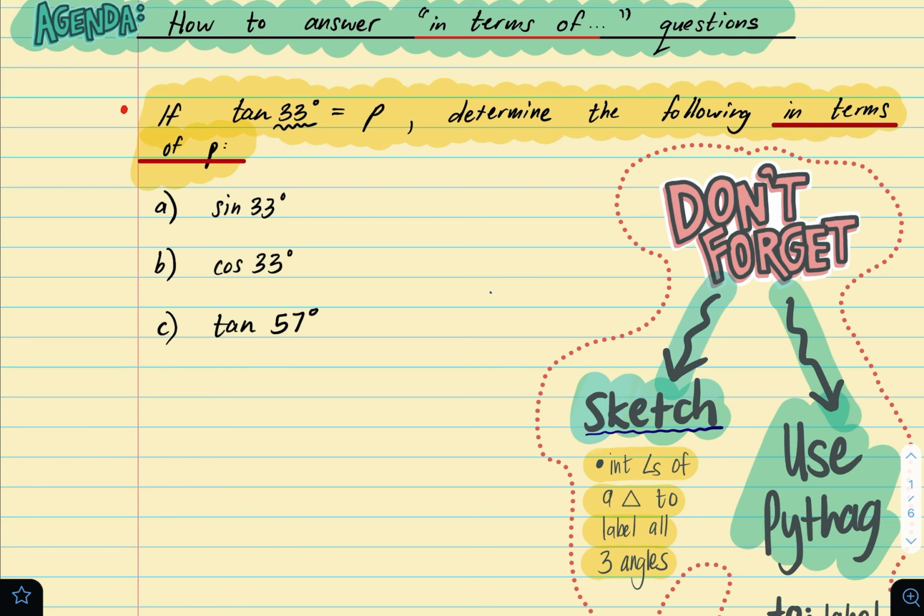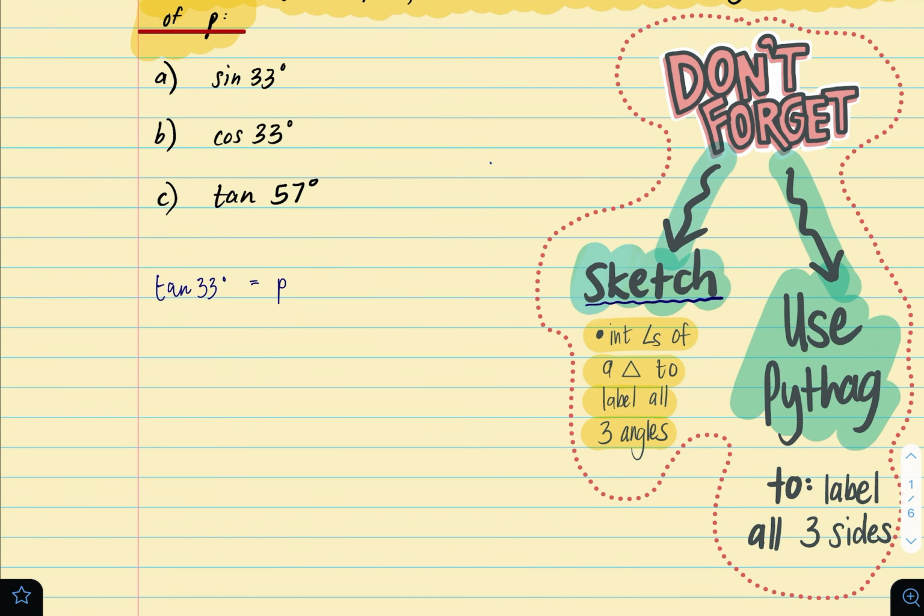So we're going to use the information we've been given. Tan 33 is equal to p. So I'm going to draw a little triangle. It doesn't have to be accurate at all. You just label it as a right-angled triangle, and you label the one angle as 33 degrees. Now the very next logical step would be to find the size of that third angle. So I want you to get into that habit.